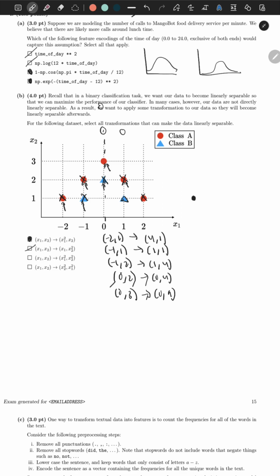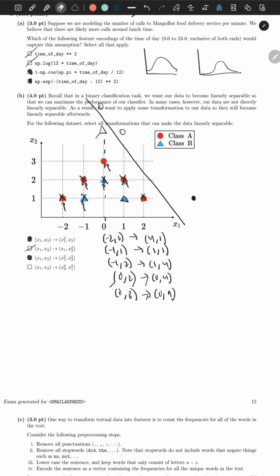And we can see that we can indeed divide up our data. Sorry, this should be a triangle. We can split up our data with a straight line like that. And all the triangles are on the bottom and all the circles are on the top. So option 3 would be correct.